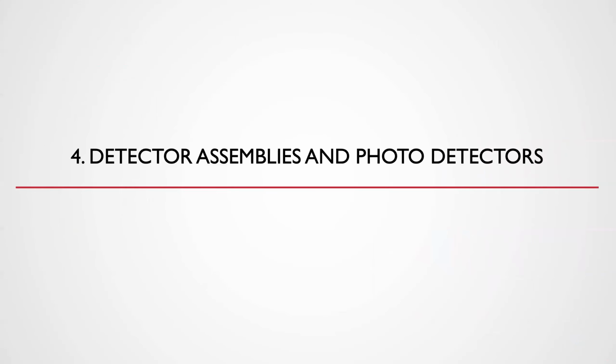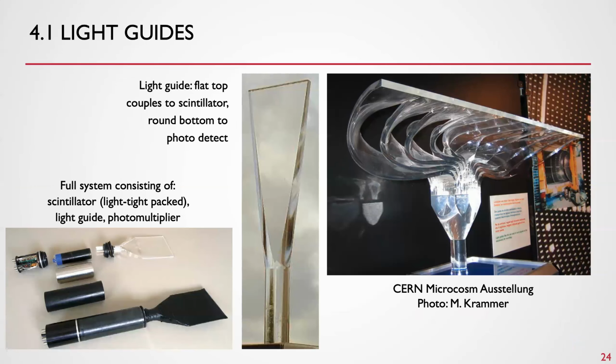Let's look at the detector assemblies and the photodetectors, because it's not enough to produce the scintillation light. You also need to record it. Light guides: the full system, as we've discussed now, consists of scintillator, light guide, and some detector, a photomultiplier, for example. The light guide here has a flat top and a round bottom. It can also be more complicated, like here.